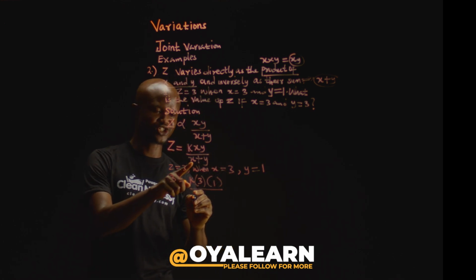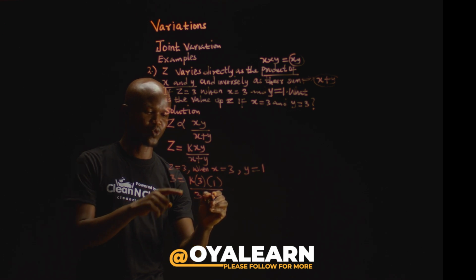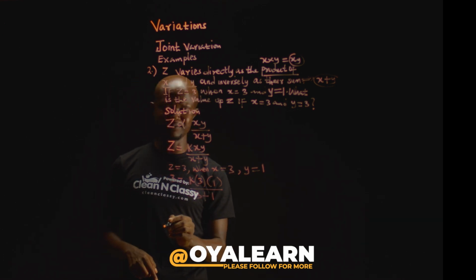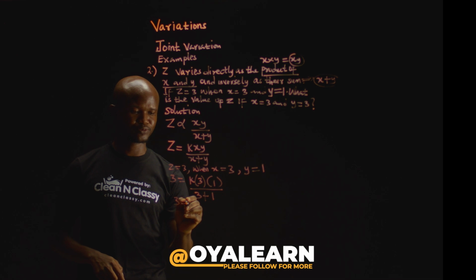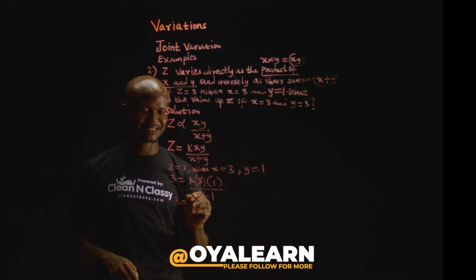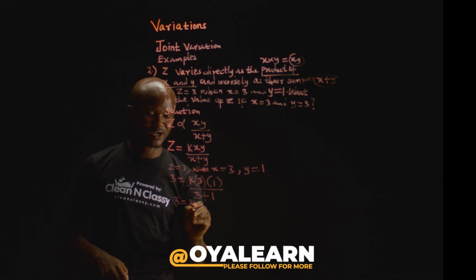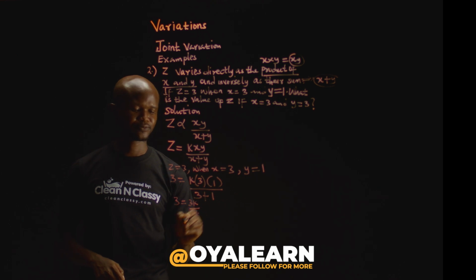Then also we substitute our denominator. X is 3 and Y is 1. So it means that 3 equals K times 3 times 1. What is that? That is 3K, divided by 3 plus 1. What's 3 plus 1? 4.